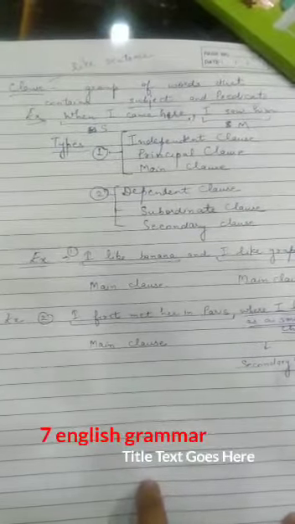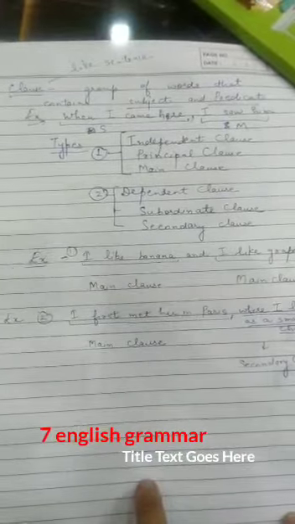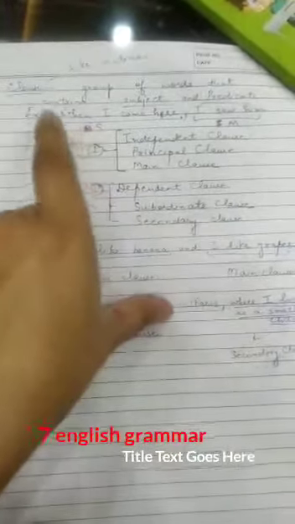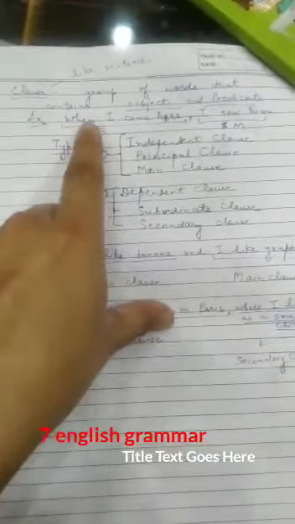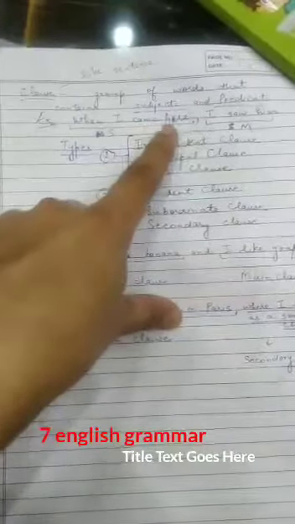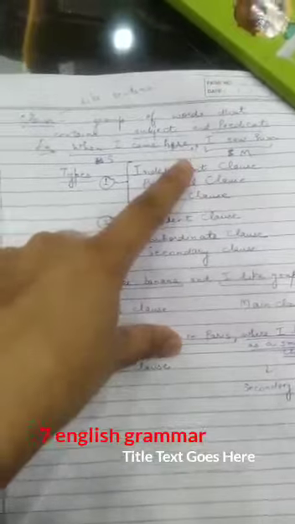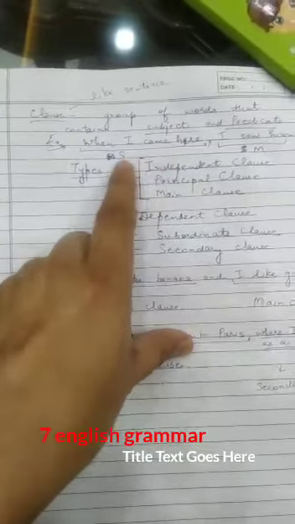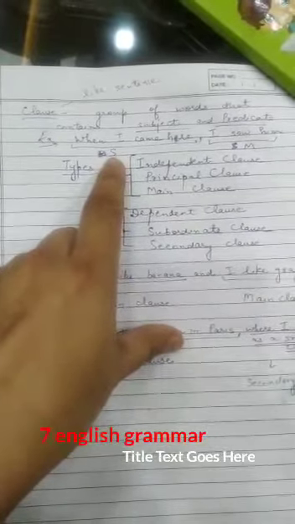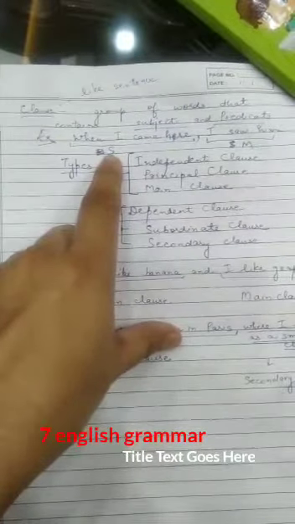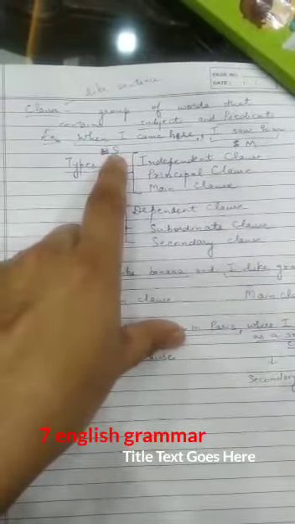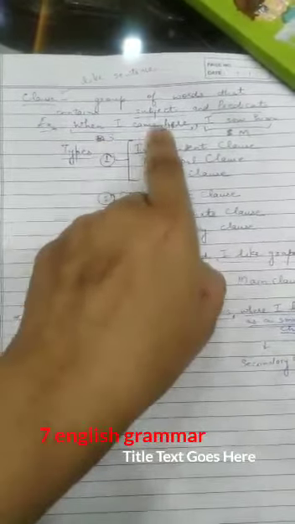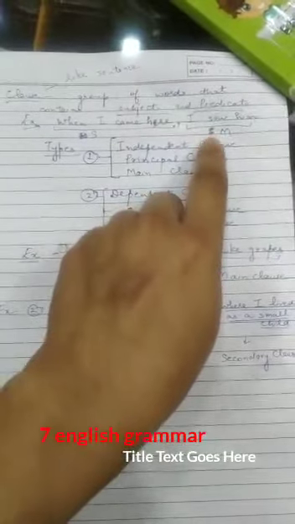Now look at the example, to see what is the meaning of independent clause and dependent clause. Look at the example. When I came here, comma, I saw him. When I came here. When you read out this sentence, it is clear that the sentence is not giving any proper sense, so we have to move on to the other part of the sentence, that is, I saw him.